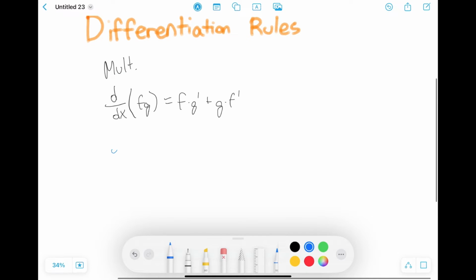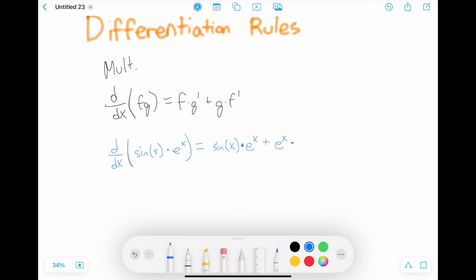So for example, let's say we're trying to find the derivative of sine of x times, let's say, e to the x. Normally I write it the other way around, but it's fine. So we can say that this is equal to sine of x times the derivative of e to the x itself plus e to the x times the derivative of sine of x, cosine x, just like that.